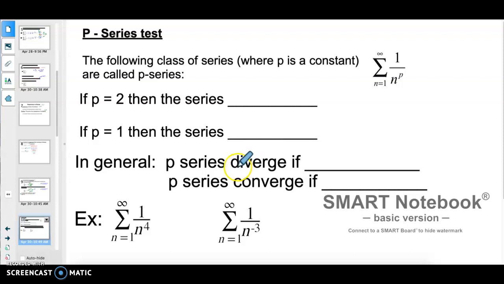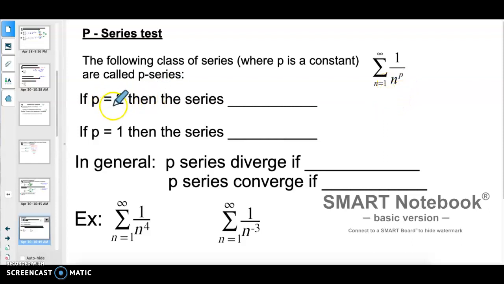My favorite of the convergence tests is the p-series test. The p-series test applies when you have a summation of 1 over n raised to some exponent. So p is the exponent, and we're going to be looking at how that p changes, since it decides whether the series converges or diverges.